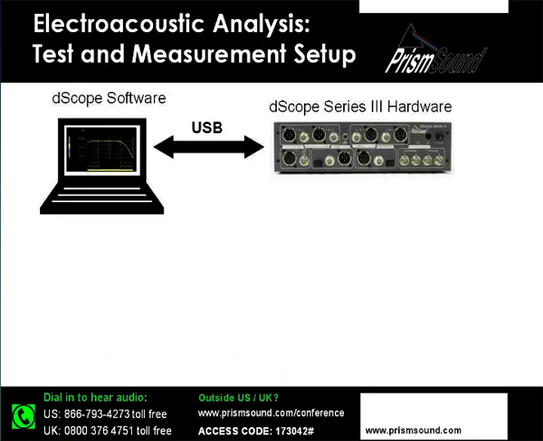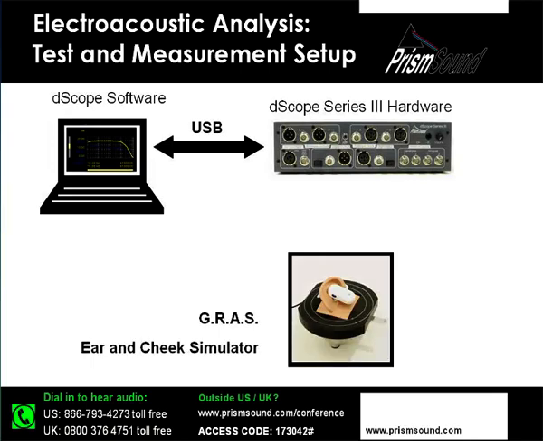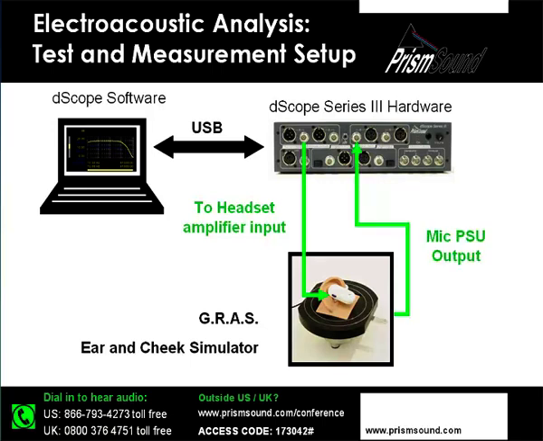So let's look at this test and measurement setup, and once again I'm using the Dscope analyzer platform. In this case I'm introducing another new component, and this is an ear and cheek simulator from a Danish company called Grass, who specialise in electroacoustic measurement fixtures. And I'm going to connect the analog output from Dscope to the analog input of the power amplifier, so we're just going to analyse the headset and nothing else. And what we'll do is we'll take an output signal from the microphone power supply into the Dscope analyzer, and we'll be able to measure the performance of this headset.